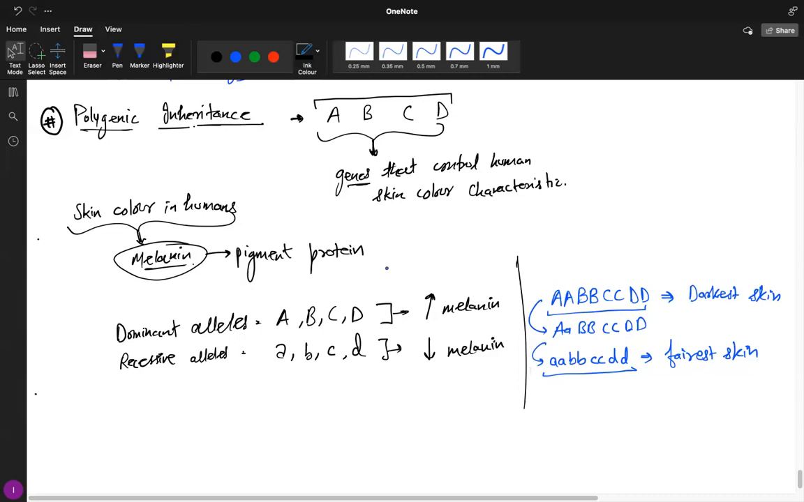Melanin in the skin protects against vulnerability to skin cancer. If you do not have melanin in the skin and you are at the equator, then there are more chances that your skin cells will get damaged by ultraviolet rays, because UV is very energetic electromagnetic radiation.